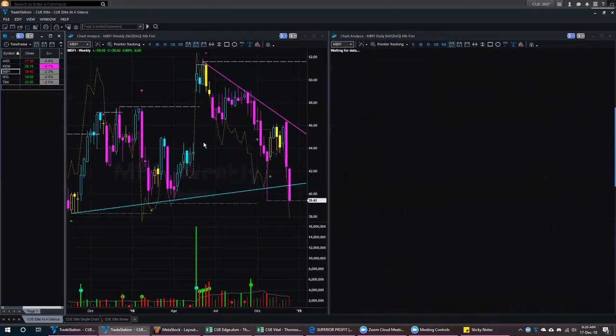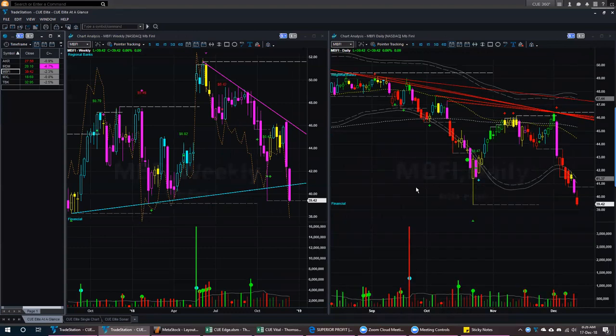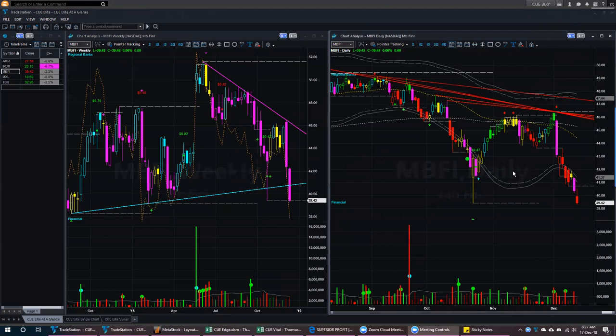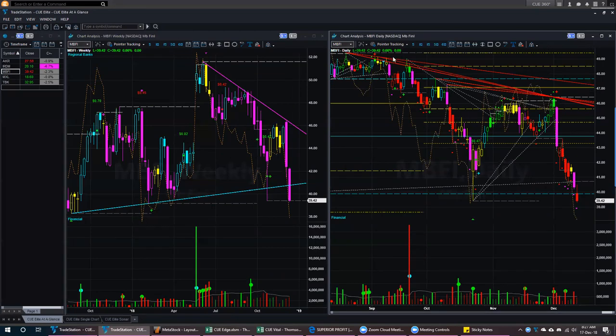MBFI. This has already broken below memory support in the daily. That's why the memory support is not showing. If we change the template, then we can see the support line that was broken. Control Alt Shift L. I'm using hotkeys. And here was the memory support that was broken.